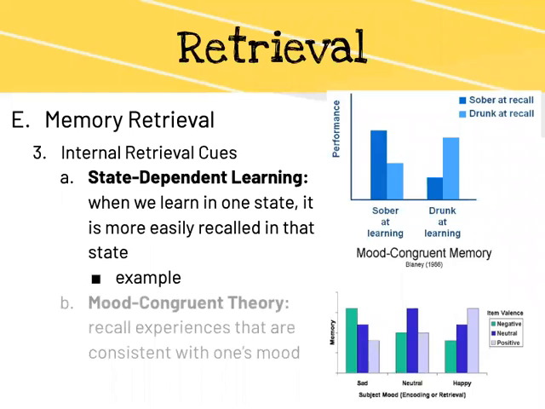Now, mood congruent is going to be more about your emotional experience, okay? So here we have if somebody is sad versus neutral versus happy, and they're going to self-report their mood, and we ask them to recall memories. If you are sad, you tend to recall more sad memories. If you are happy, you tend to recall more happy memories.